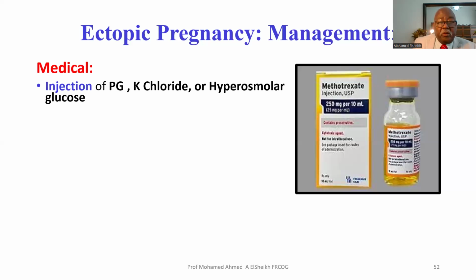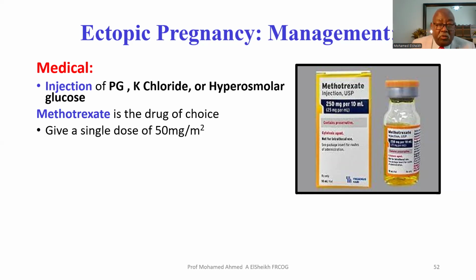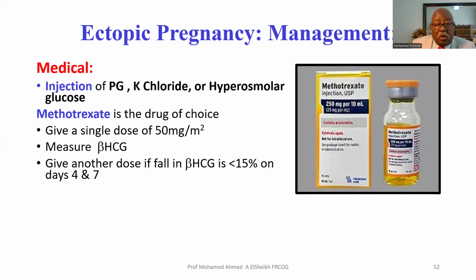Medical treatment. We used to give in the past injection of, or at least what could be used, is the injection of prostaglandins, potassium chloride, hyperosmolar glucose, but the one used now is methotrexate, the drug of choice. Give a single dose, measure the beta HCG, give another dose if the beta HCG did not fall.